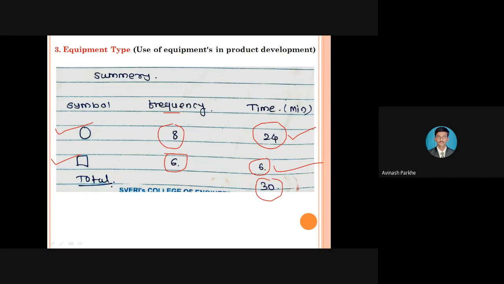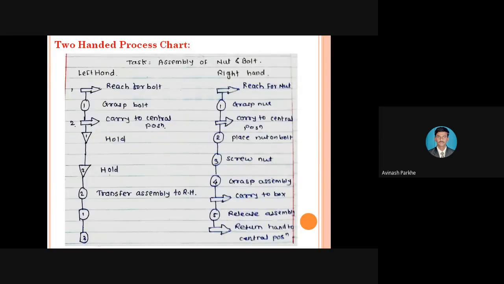So like that, this summary also you have to represent after that particular flow process chart. Through this summary you will get the detailed information: how much time is required for the operation, how much time is required for inspection. So this is the summary for the equipment type or machine type of flow process charts.